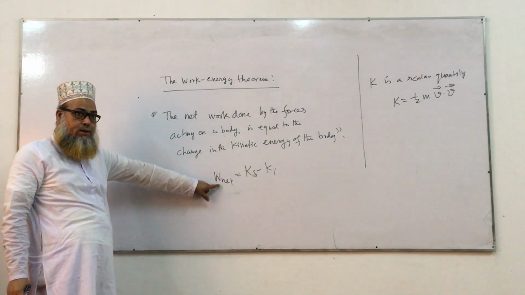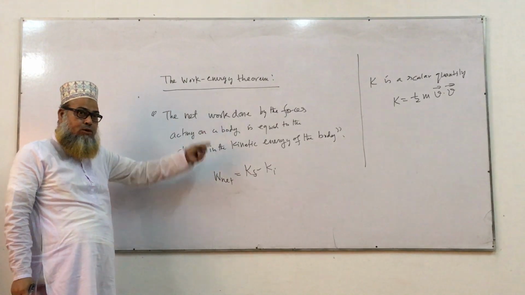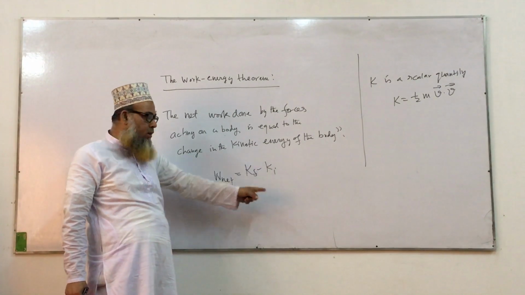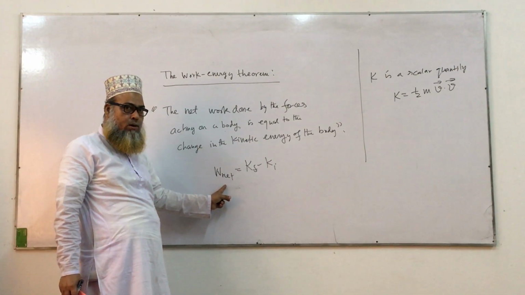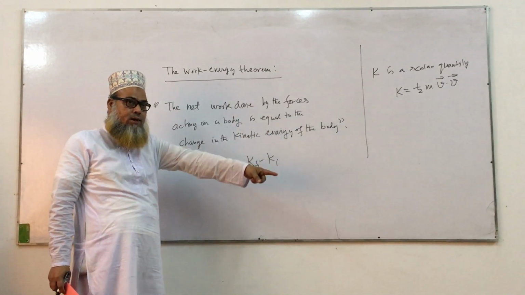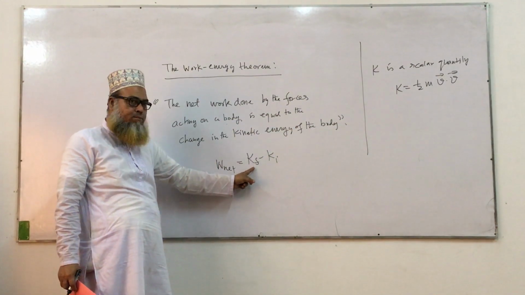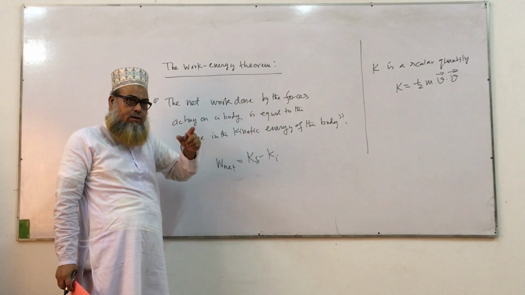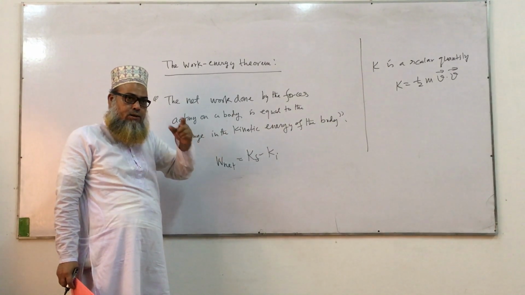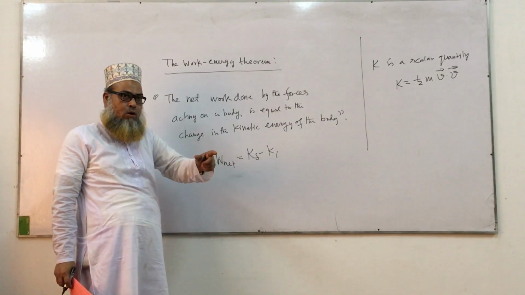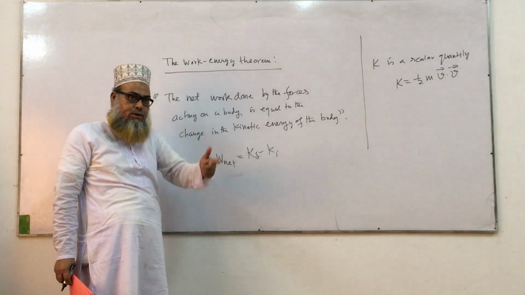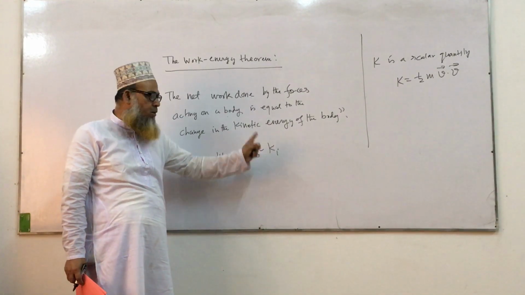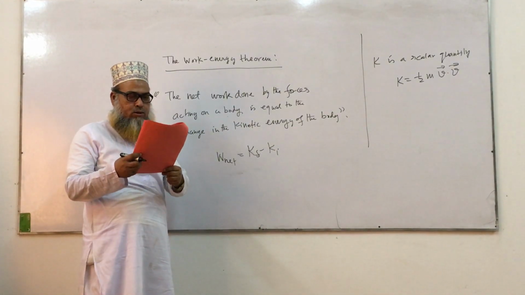What is this? This is the work done by the forces on the body whose kinetic energy is initially Ki, and this work changes the kinetic energy to the final kinetic energy Kf. So whatever work is done on the body by the forces is equal to the change in kinetic energy, Kf minus Ki. This is the work energy theorem.